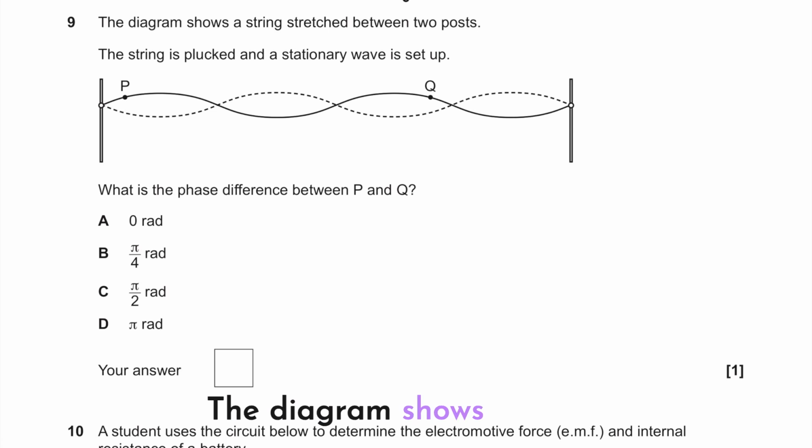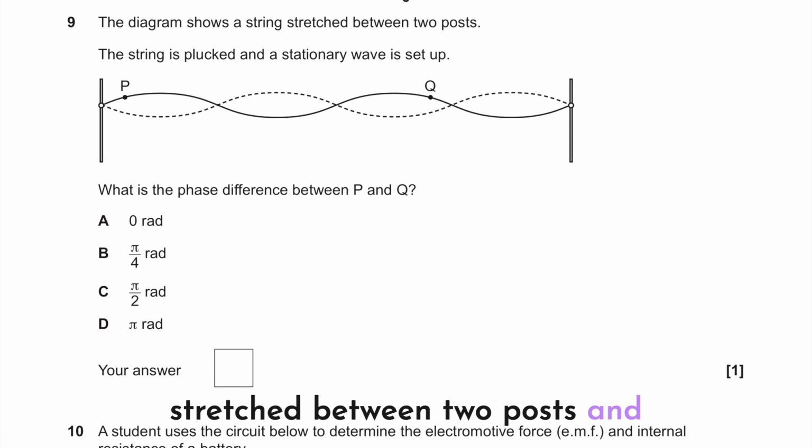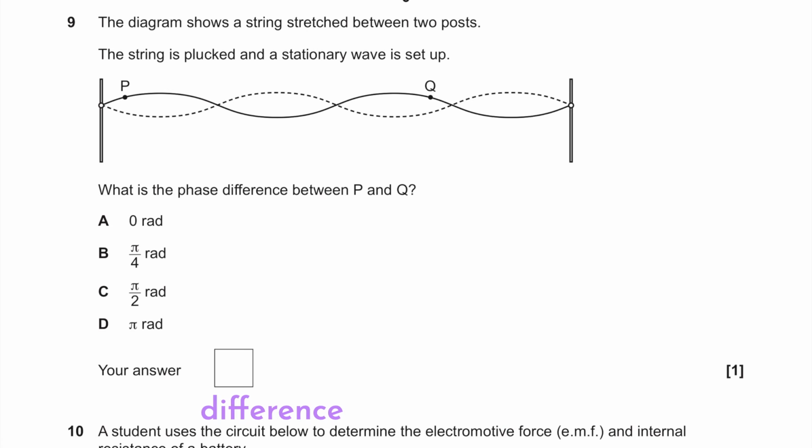The diagram shows a string stretched between two posts, and we need to work out the phase difference between P and Q. So we've been given stationary wave. And one thing we need to know is between 2 points, it can only be in phase or out of phase, either 0 or pi. Okay, so either A or D.